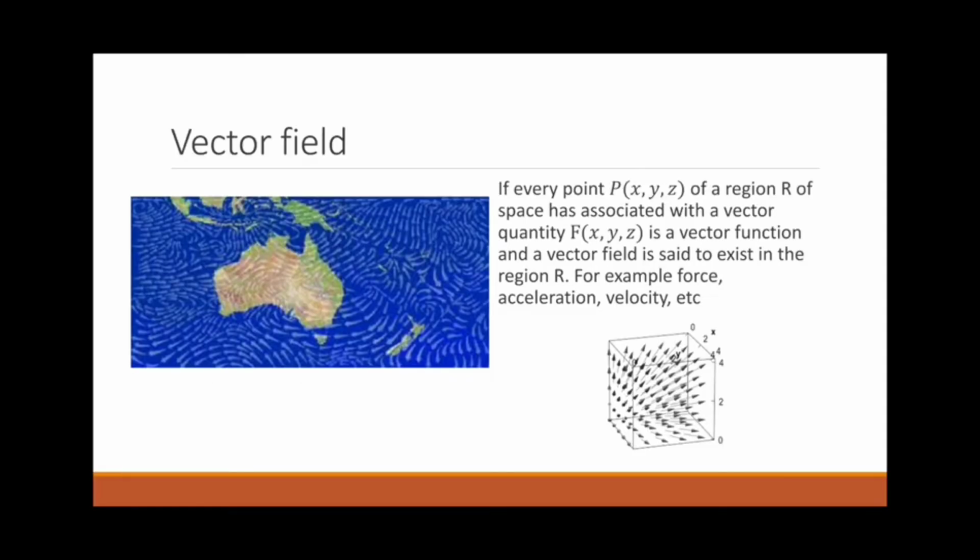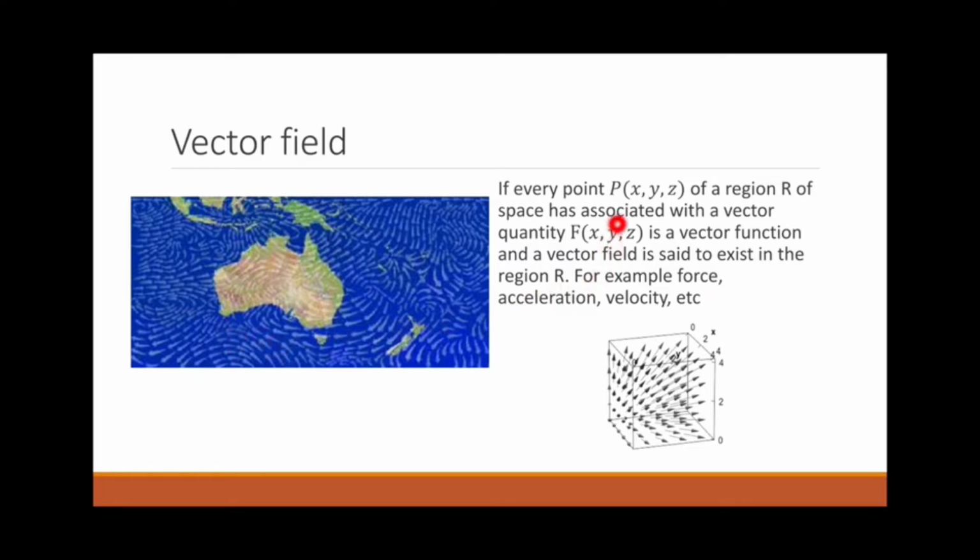Okay, this is a vector field. As you can see, this is the wind speed and wind direction. Okay, for a vector field, this is the wind direction, as you can see here.